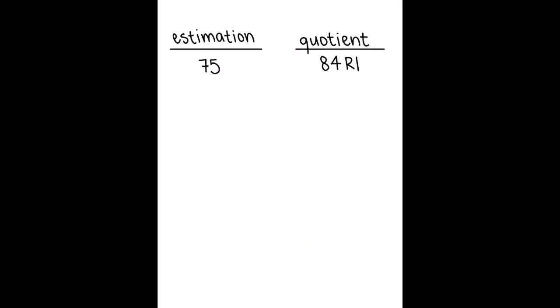To wrap up, let's compare our estimation to our final quotient. As mentioned during our estimation, we lowered our dividend to 300, which means our final quotient should be larger than our estimation of 75. Our final quotient is 84, remainder 1. This is a larger number than 75, and it's less than 10 digits away. This was a good estimation.